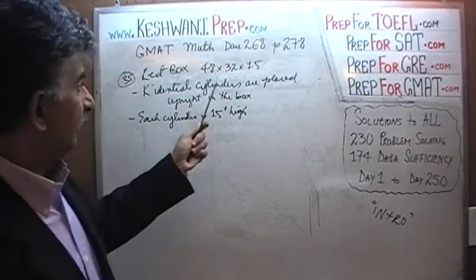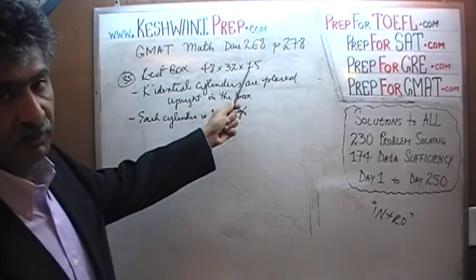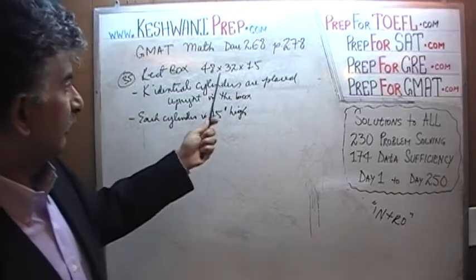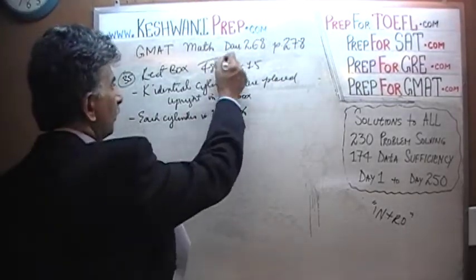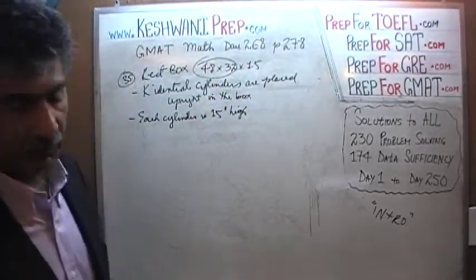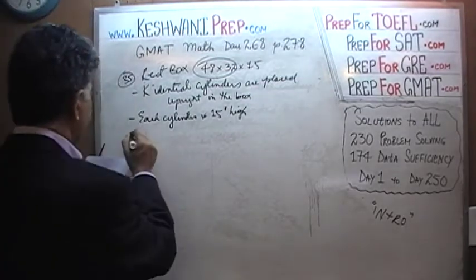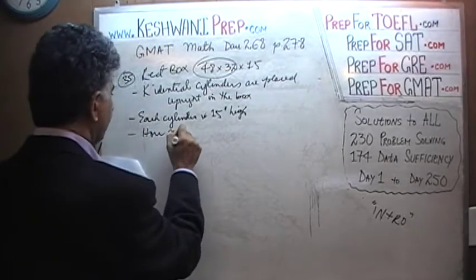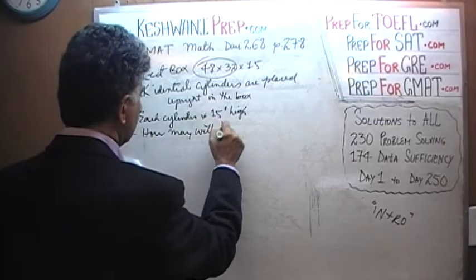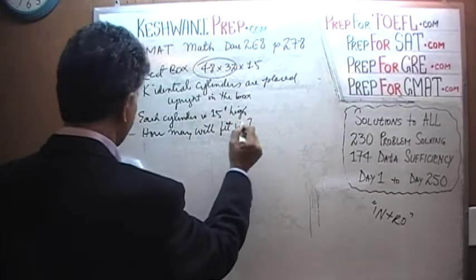The cylinders are 15 inches high, which means this dimension here, 15, is how the box is going to sit, which tells us that the floor of the box is going to be this one. Keep that in mind. The question simply is, how many will fit in? Well, let's find out.